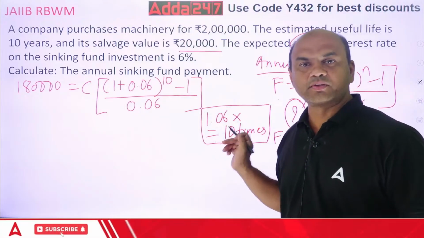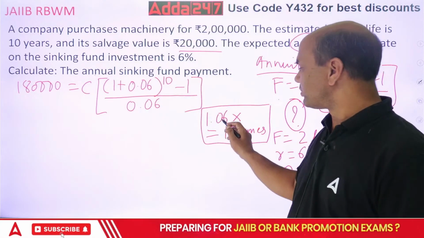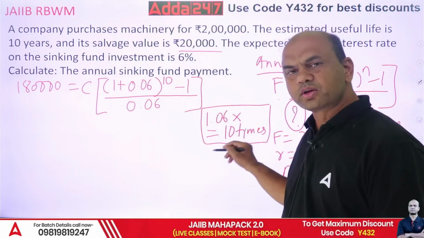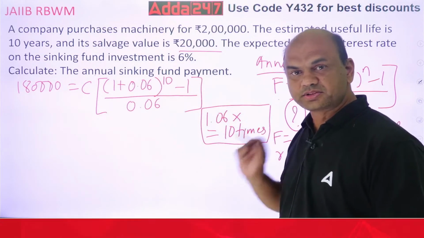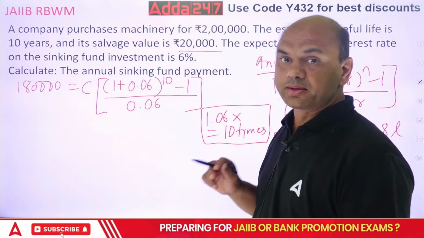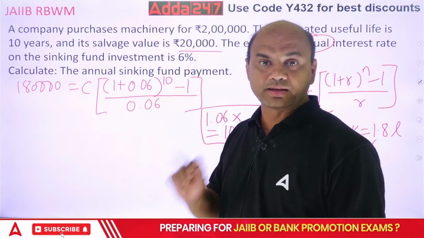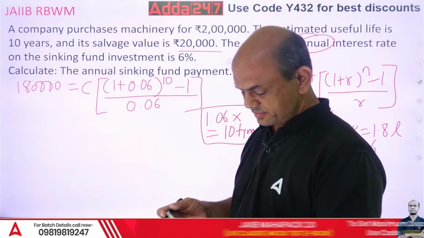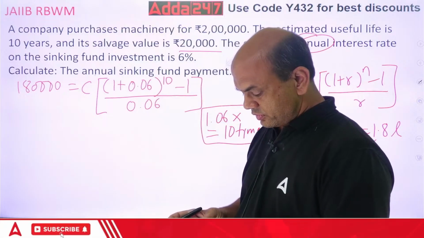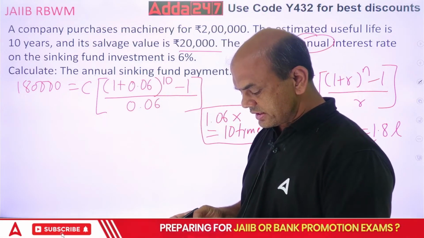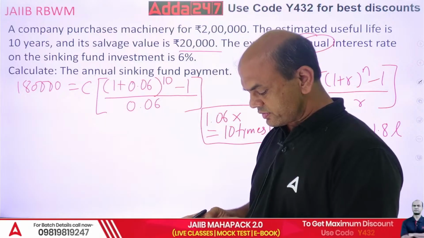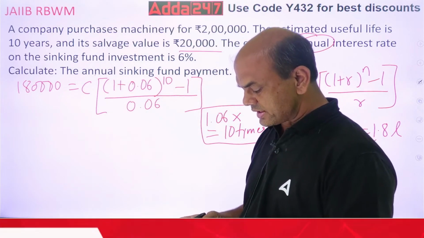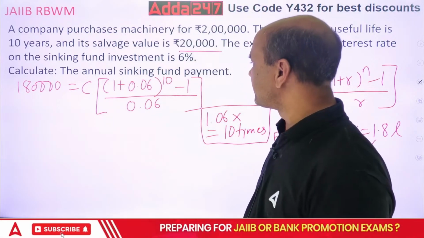How to do this? Everyone check this again. 1.06, then press into, then go on pressing equal to 10 times. It's not 9 times, it's 10 times. So do it. What is the answer? 1.06 into equal to 10 times. So what are you getting, everyone?